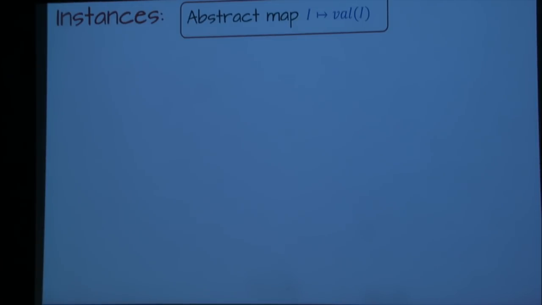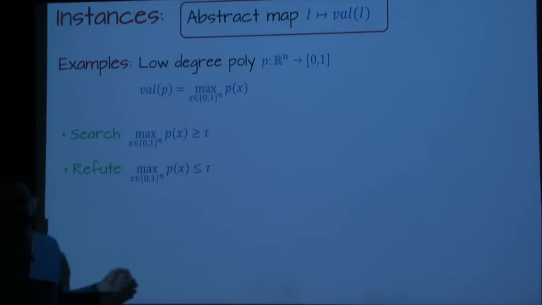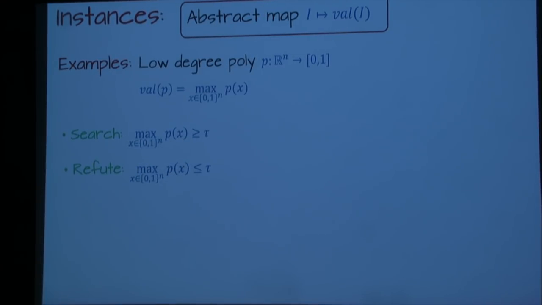There is a number attached to it: there is a map that maps I to val(I), and often I'll think of the instance as being some low degree polynomial, and the value will be the maximum of this polynomial. But you can think of other cases. In this case, the search problem is in some sense to find an X that shows that the maximum is at least some number tau. The refutation problem is the task of certifying that the value is at most tau. And you can also talk about just the computation, just computing the value of this polynomial.